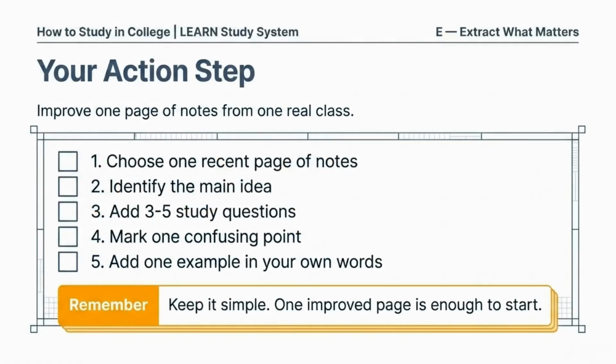Your action step is to improve one page of notes from one real class. Choose a page from a recent lecture, reading, or online lesson. Identify the main idea. Add 3 to 5 study questions. Mark one confusing point. Then add one example in your own words. Do not try to fix every note you have ever taken. Start with one page. The goal is to experience what a study-ready note page feels like. In the next lecture, we will build on this by turning lectures, readings, and videos into questions.